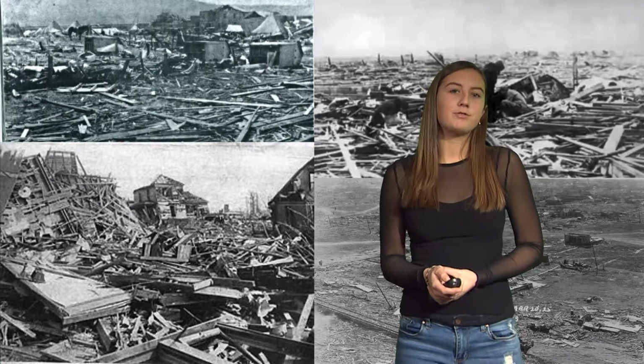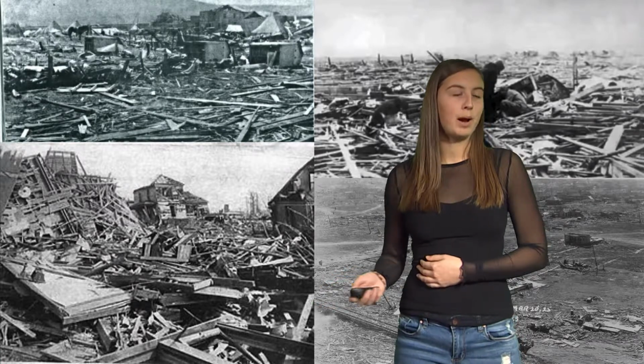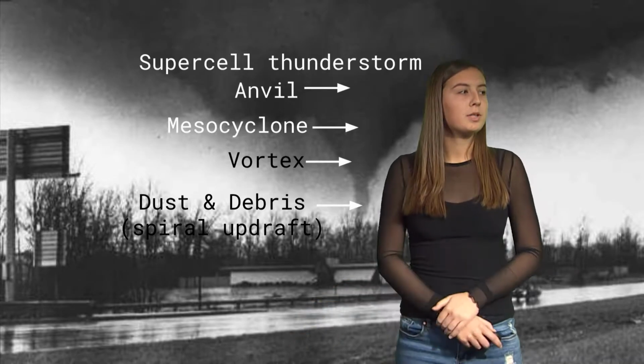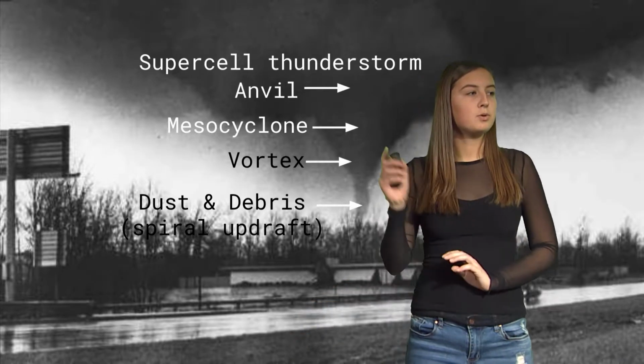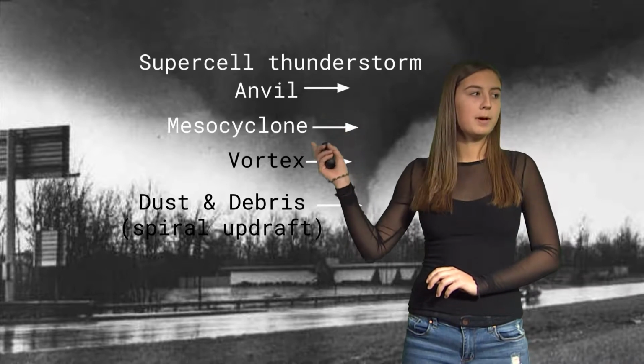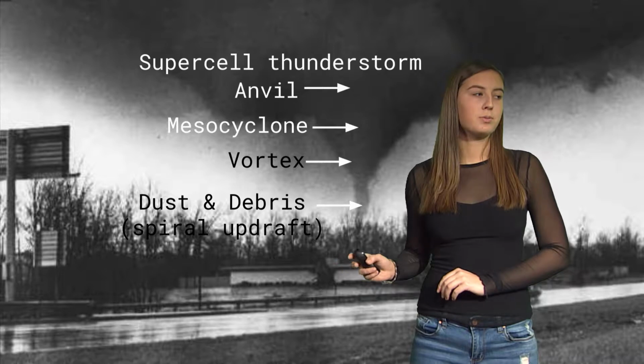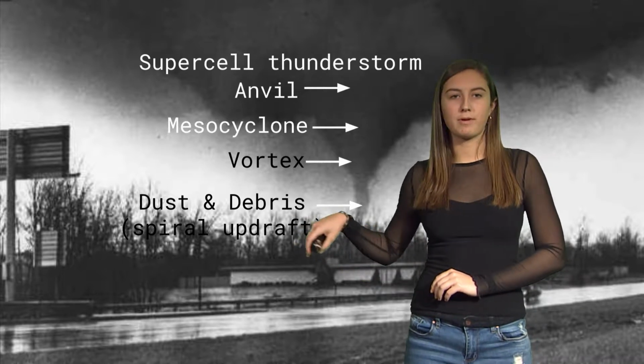This was the damage from the tornado. As you can see, it wiped out everything and was really devastating. These are the parts of the tornado. There's the supercell thunderstorm, the anvil, the mesocyclone. Then you have the vortex, which extends to the ground, where dust and debris swirl around it at the ground.